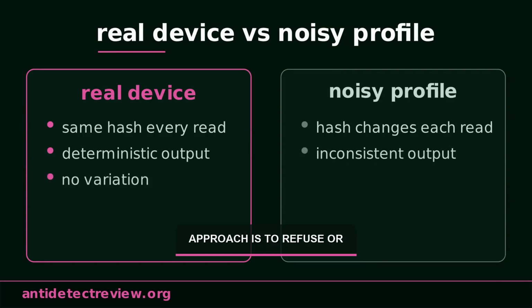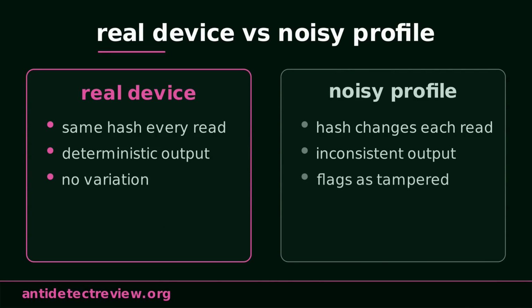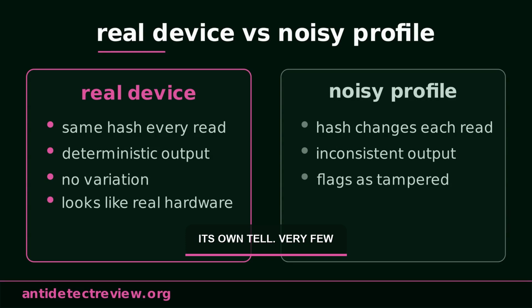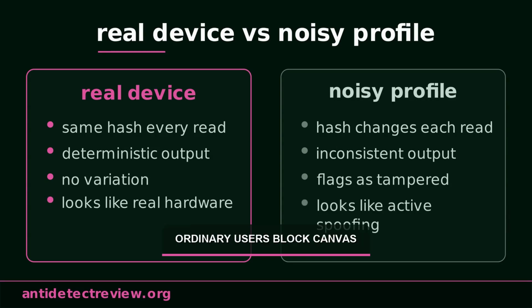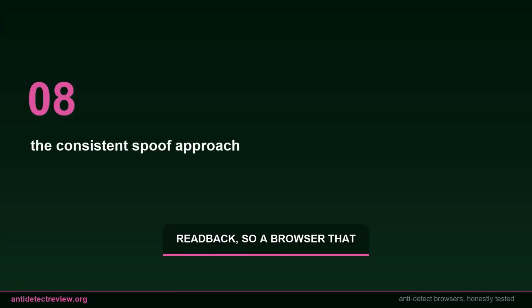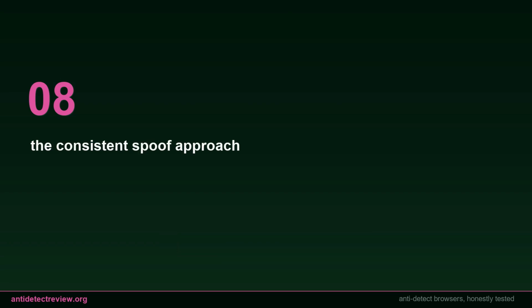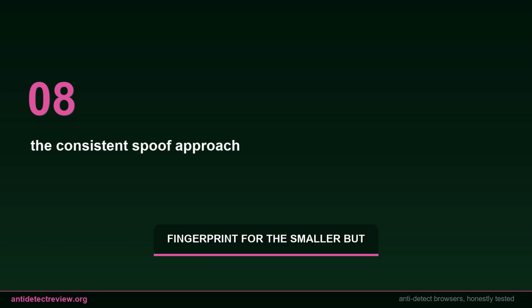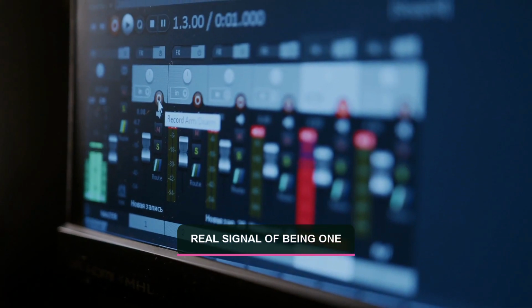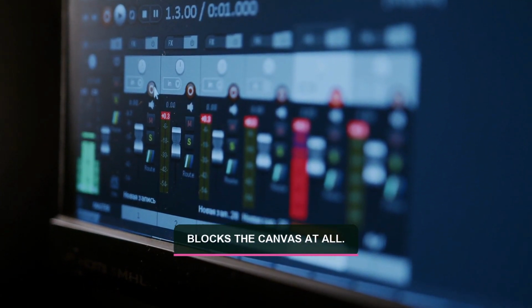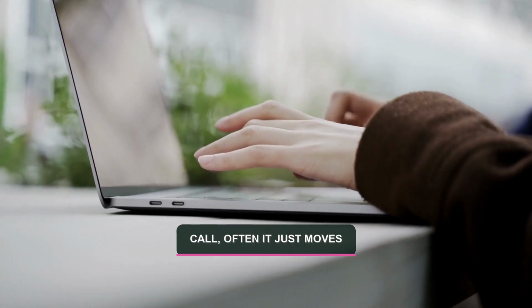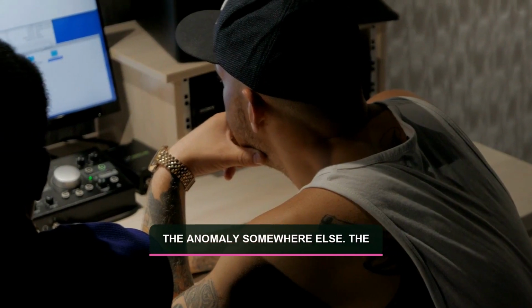Blocking readback entirely. The third approach is to refuse or restrict the readback so the page gets nothing usable. This sounds safe but has its own tell. Very few ordinary users block canvas readback, so a browser that returns an empty or clearly blocked canvas is itself unusual. You have traded a unique fingerprint for the smaller but real signal of being one of the rare visitors who blocks the canvas at all. Sometimes that is the right call. Often it just moves the anomaly somewhere else.